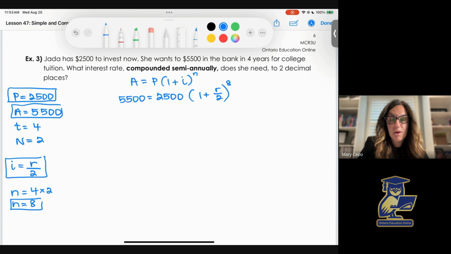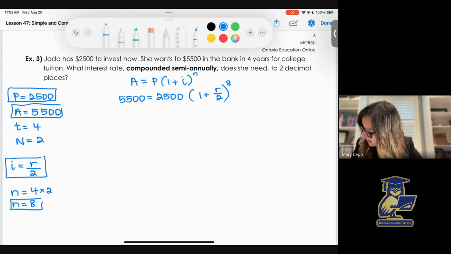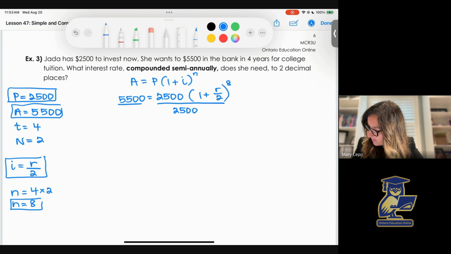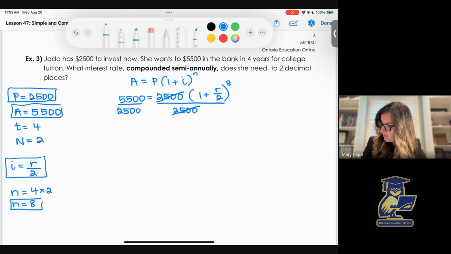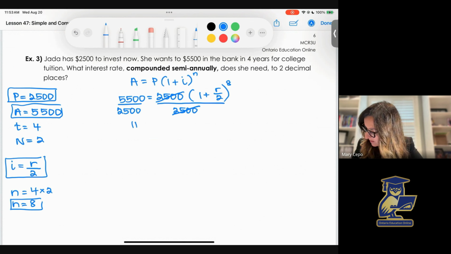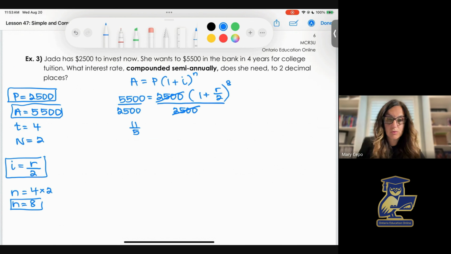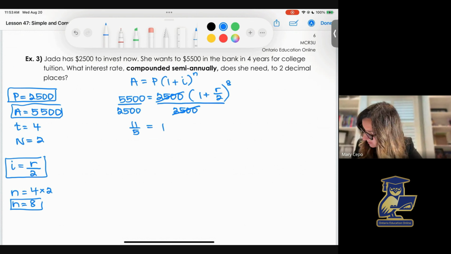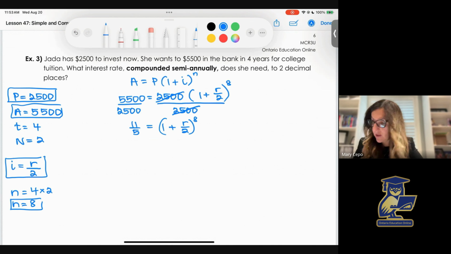We're going to use our mathematical skills to isolate and get r all by itself, because that's what we're solving for. So we'll start by dividing this side by 2,500 to get closer and closer to the r. Now let's see if we can simplify that. So 11 over 5. I'm going to leave it exact; we don't want to round too soon. It is equal to 1 plus r over 2, all to the exponent of 8.